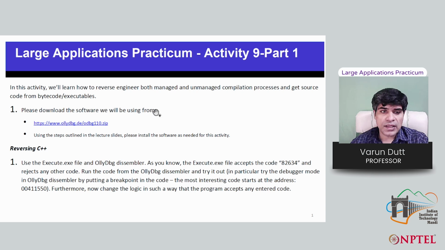So the activity in this lecture is to first download OllyDbg and then set it up. And then we want to open an executable .exe file which has been already pre-compiled, which accepts the code 82634 and rejects other codes. So we want to disassemble it and try to change the code in such a manner that this code or any other code can be accepted by the software, so that we can disassemble and learn about how to reassemble after disassembly. So please try it out at your own pace, and then we can discuss in the next lecture.